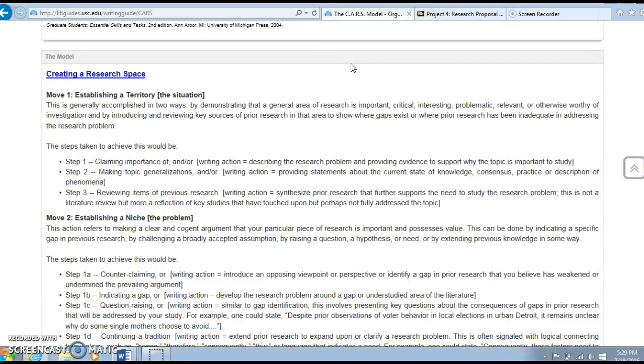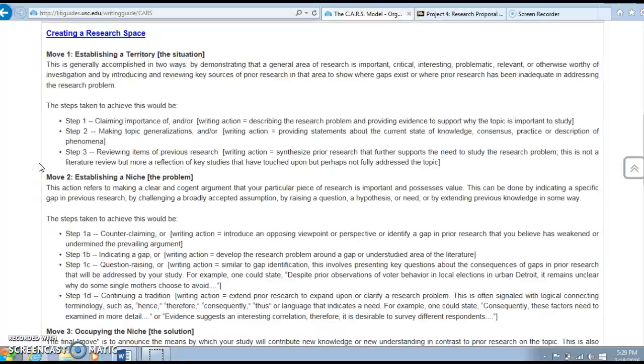I just like the way that it very clearly describes what those moves are. So according to Swales, there's 3 moves to the introduction. The first move is establishing the situation. So giving an overview and demonstrating that your general area of research is important or interesting, or that there's something going on about it that requires some research, right? And what you want to notice here is that this has it broken down into 3 different steps that are taken to make up this move.